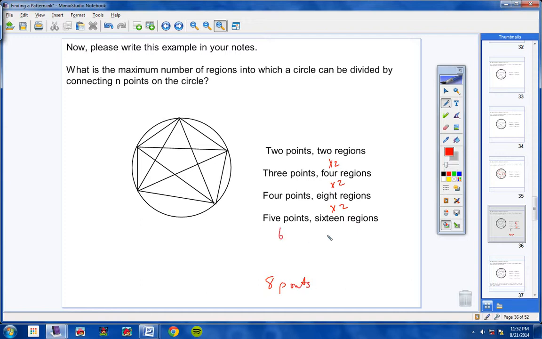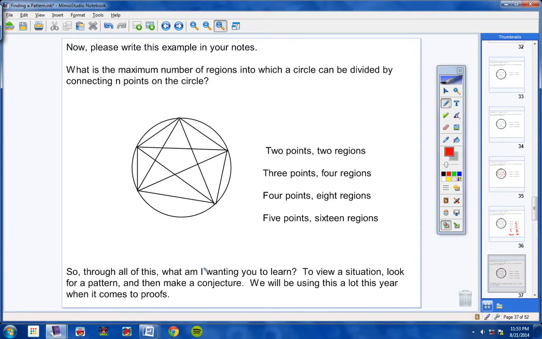I mean, 6 points would have 32, you double it. 7 would have 64, you double it. And 8 would have 128, you just double it. And so that's why it's so helpful to look for patterns in situations like that, and then make a conjecture about the situation, okay? So let's wrap all this up.